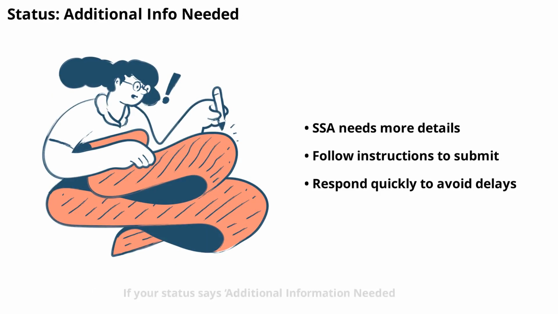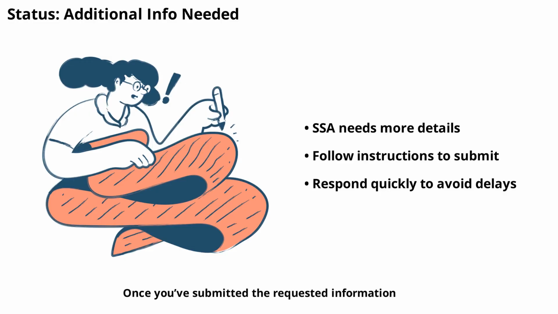If your status says Additional Information Needed, the SSA requires more details to process your application. This could be medical records, work history, or other documents. You'll usually receive instructions on how to provide this information either through your online account or by mail. Responding quickly is important to avoid delays.